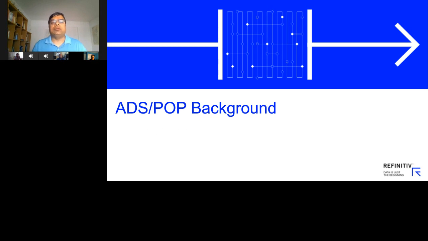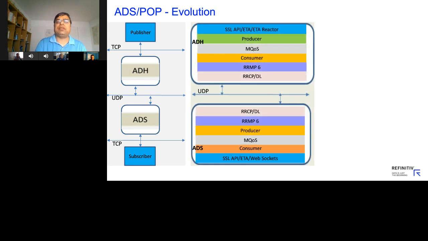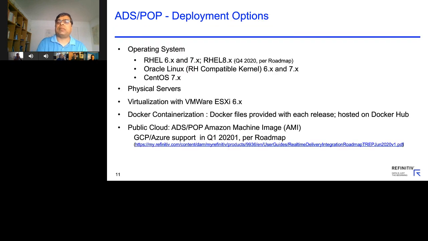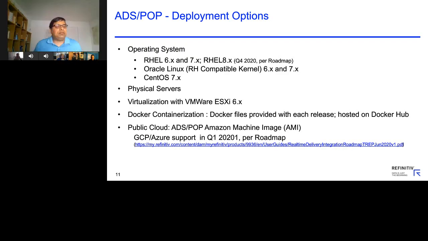Yeah. OK. So if we were to look at the deployment options, the operating systems supported today are Red Hat 6 and 7, and 8.x is something that we are going to provide next quarter per the roadmap. And you can deploy it on the Oracle Linux flavors as long as the Red Hat compatible kernel is used. CentOS 7.x is qualified as well.